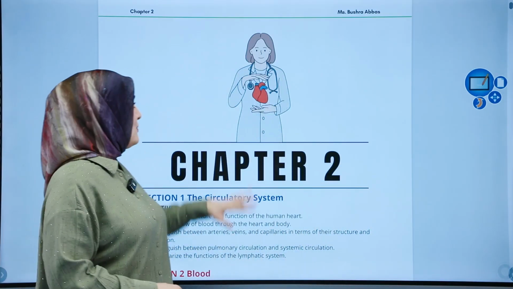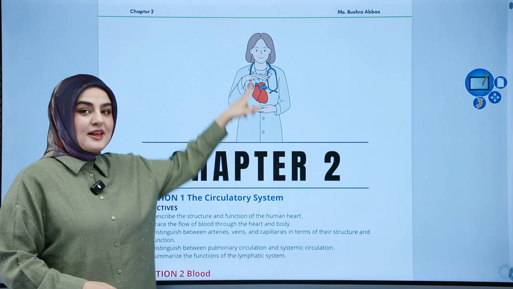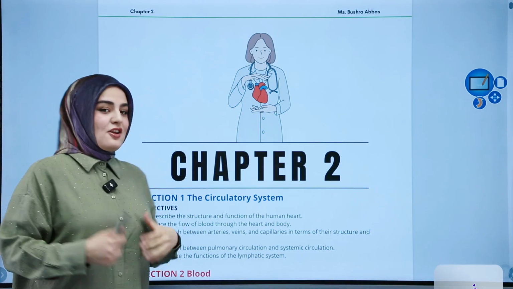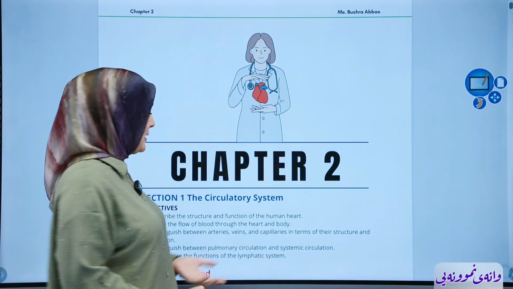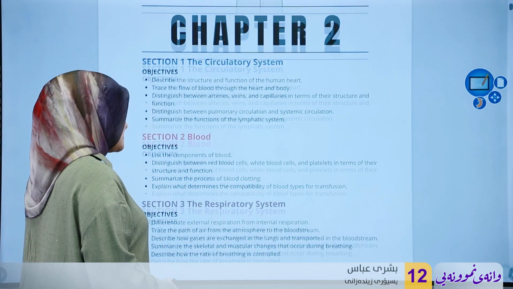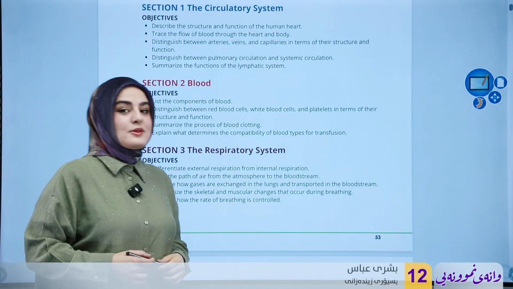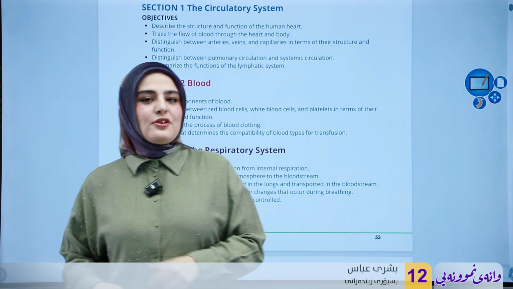Chapter 2 is all about the heart. This is the center of our attention: the heart and its system with the blood, and another closely related system, which is the respiratory system. So without further ado, let's start.